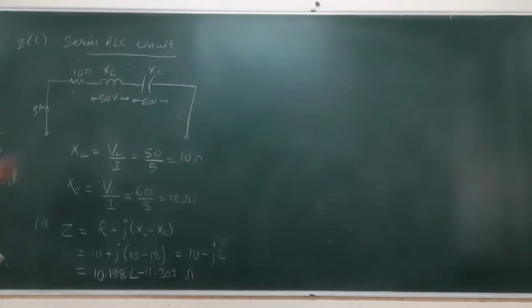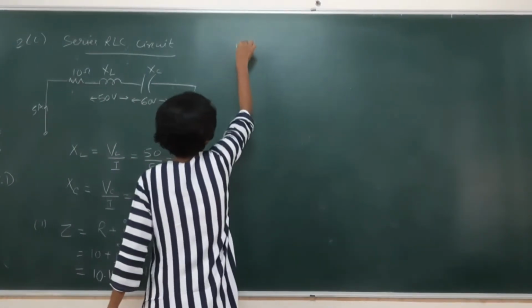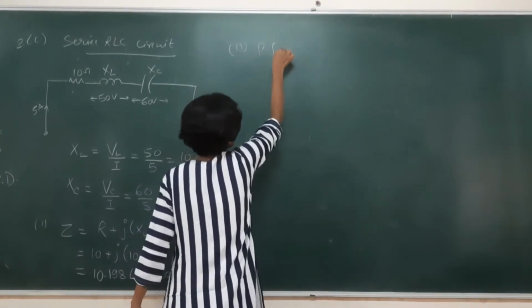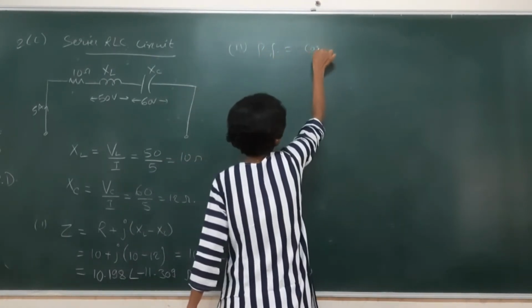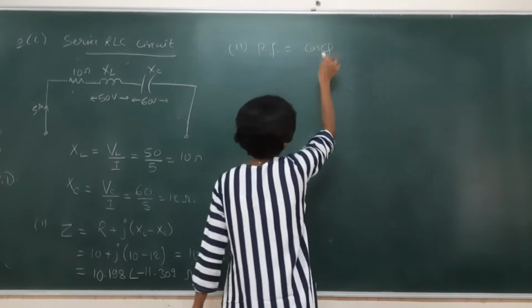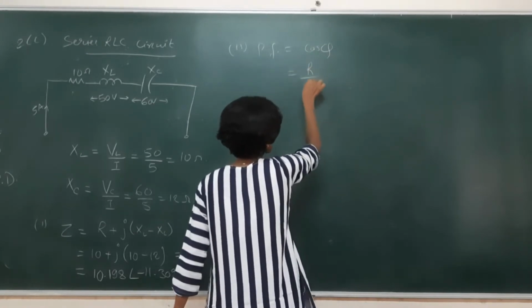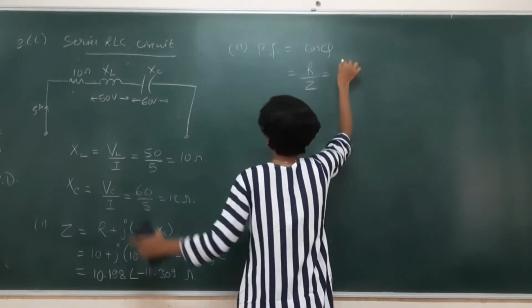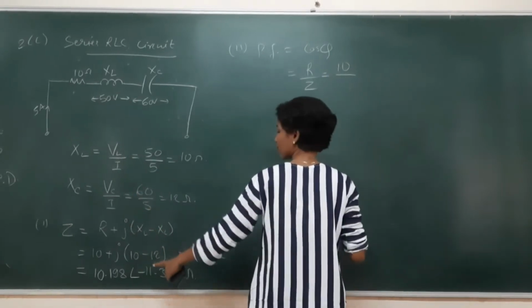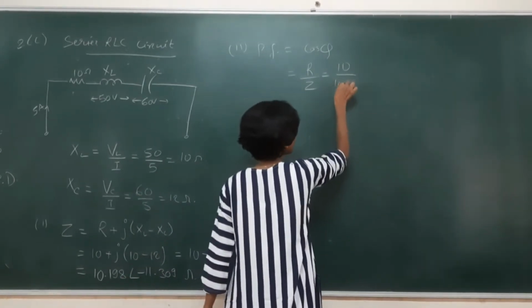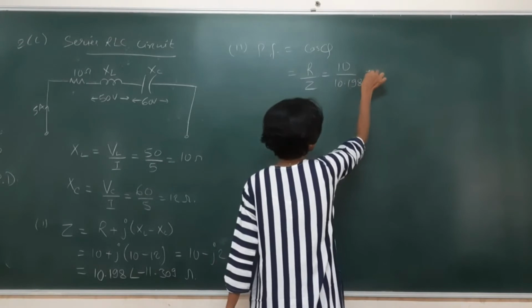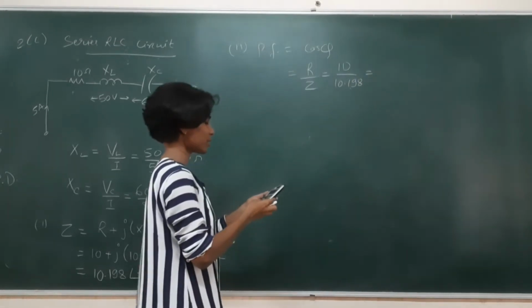So we got the value of the first part. Now the second part is about the power factor. We have to calculate the power factor. We can use the cosine of the phase angle, but right now we don't have the phase angle, so we can go for the calculation of R by Z. R is 10 ohms, as given. The magnitude of Z is 10.198. So this is the R by Z. Now let's check the calculation.